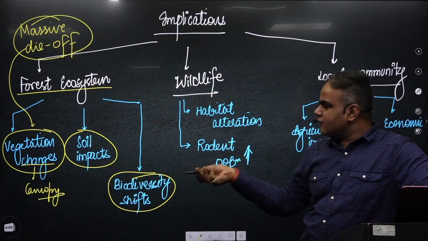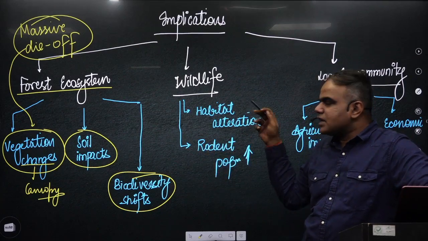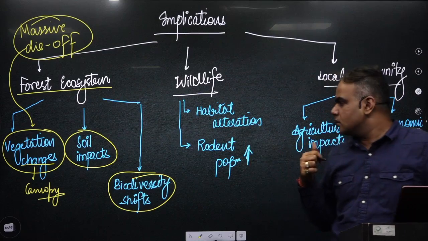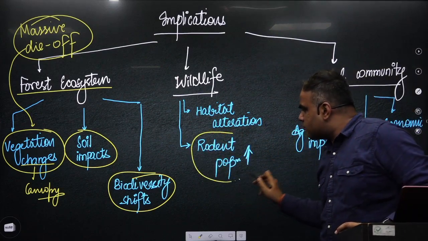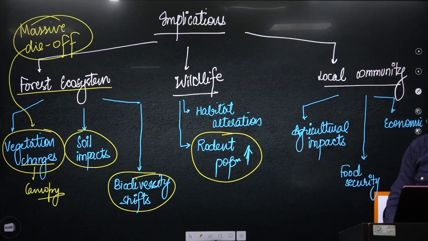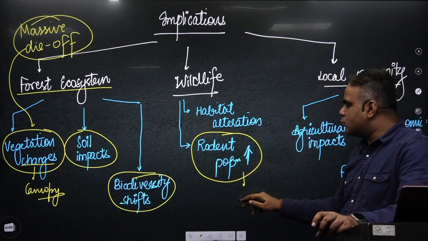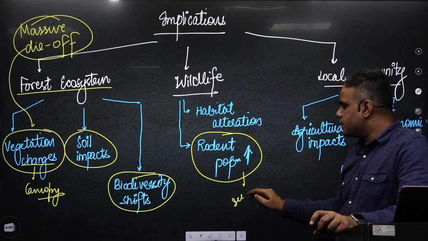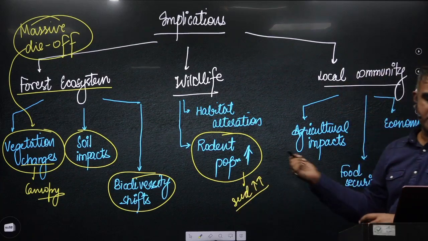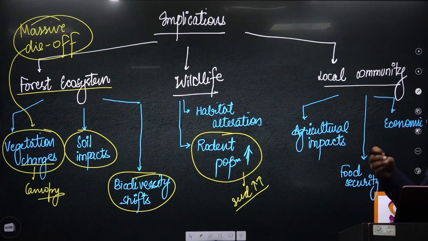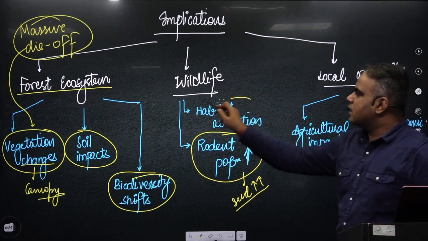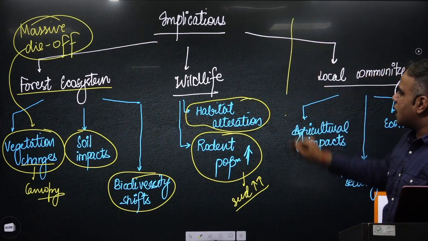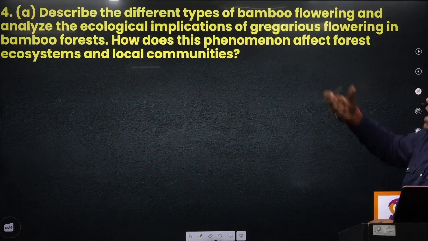What is the impact on wildlife? The biodiversity is going to shift, and habitat is going to get fragmented and changed, and the rodent population is going to increase. Because a lot of abundant bamboo seeds are available, the rodent population will rapidly increase through rapid rodent reproduction. So that is also seen overall. Similarly, habitat alteration happens. Now this question asks the second aspect, the impact on the forest ecosystem.